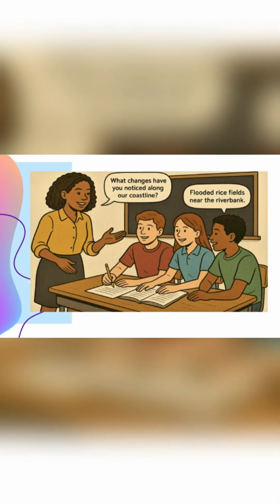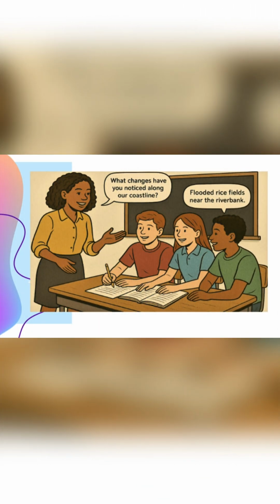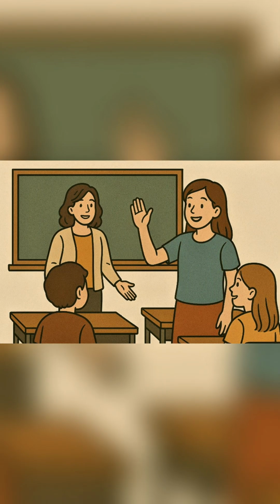What changes have you noticed along our coastline? Flooded rice field near a riverbank. A well cracked last rainy season. When I was young, mangroves grew thick and strong. They protected us. Students co-create the objectives and work together to design solutions for the community.